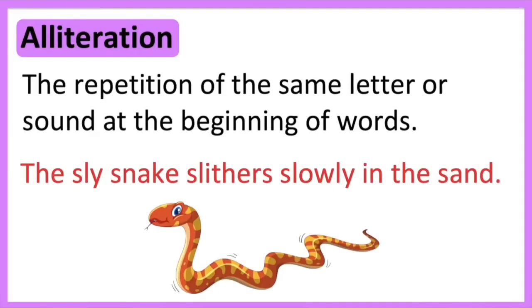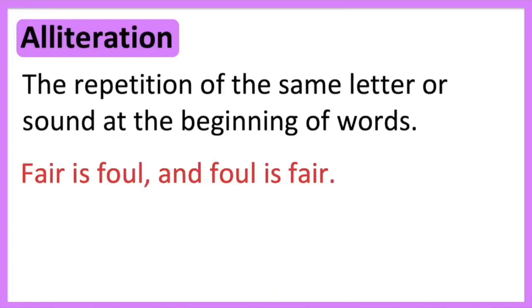For example, the sly snake slithers slowly in the sand. The repeated S sound in the sentence suggests snake-like qualities, such as the movement of the snake or danger. Another example is, fair is foul and foul is fair.